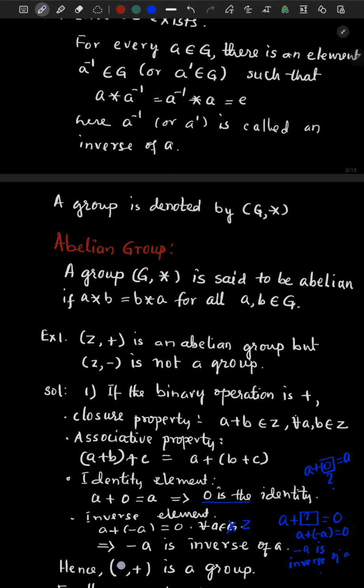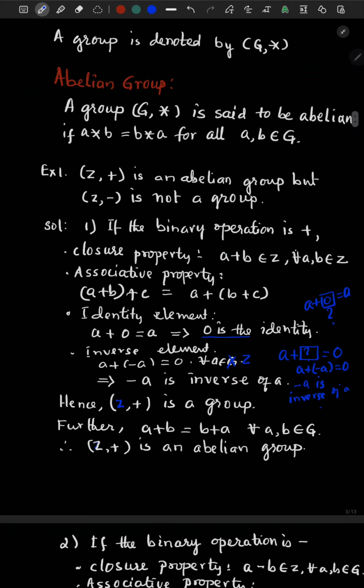So hence the set of integers with the binary operation plus forms a group. These four axioms are true. Further we will check whether the commutative property is also true or not. A plus B is the same as B plus A for every integer, hence it is an abelian group. Now we will check this Z with binary operation minus, whether it forms a group or not.